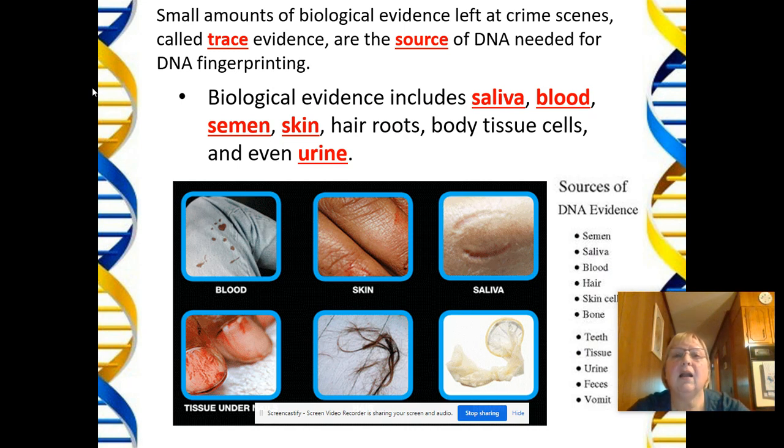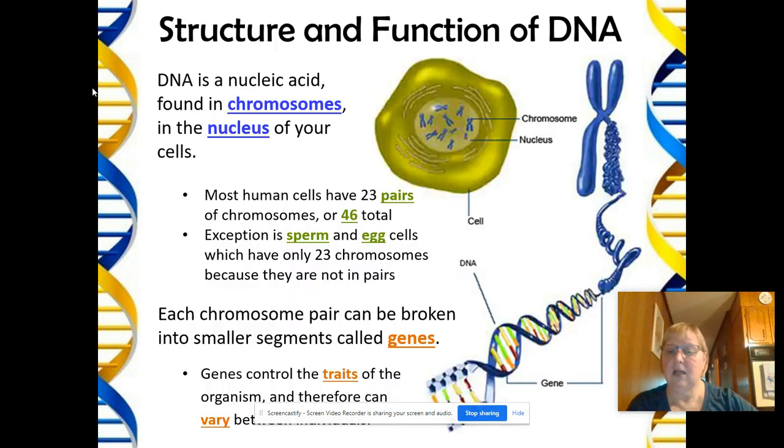Small amounts of biological evidence left at the crime scene are called trace, and they can be a source for DNA fingerprinting. And it can come from your saliva, your blood, your semen, your skin, your hair roots, your body tissue cells, and even your urine.